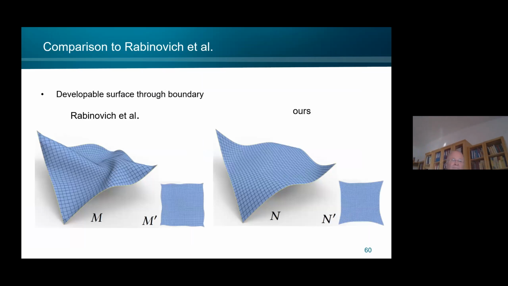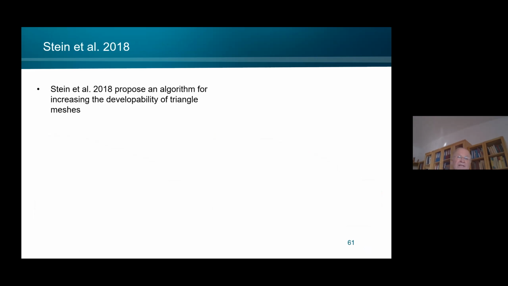Now let us compare with the method by Rabinovich et al., and we do a very simple comparison here. We take a developable surface through a boundary and try to do this with the surface which looks very close to developable. To me, it looks like a piece of fabric, right? But it's not really a developable surface simply because of this restriction to a square grid in the parameter domain. And of course, with our method, it's easier because we do not have this restriction. Maybe a more important comparison is the following.